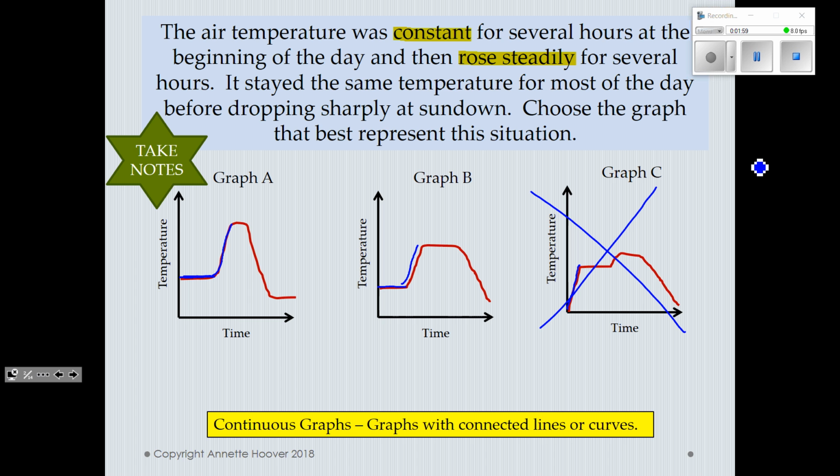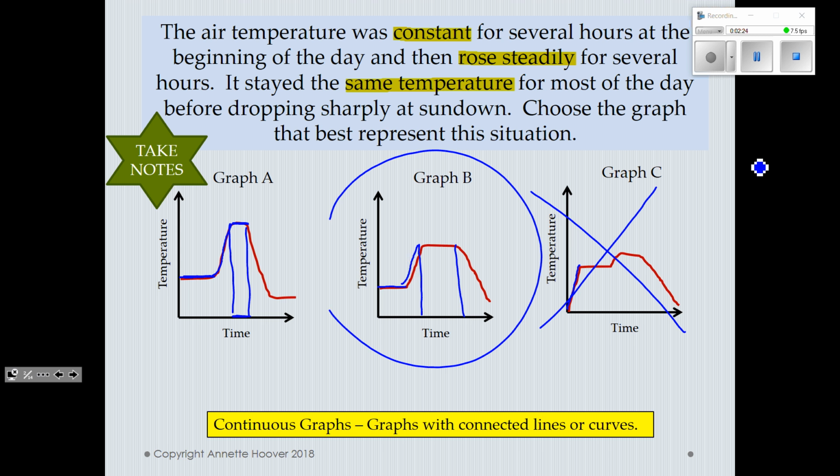Next, it says it stayed the same temperature for most of the day. So think about how much time has elapsed. Most of the day would be a large amount of time. In graph A, it stayed warm, but the time that elapsed was a very short amount of time. On graph B, it's a longer amount of time. So that would make sense that graph B would be the answer. But let's check the rest.